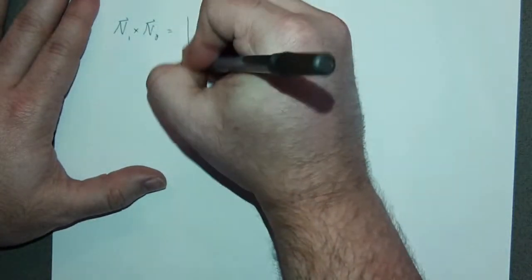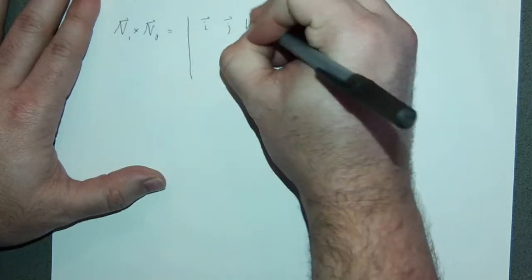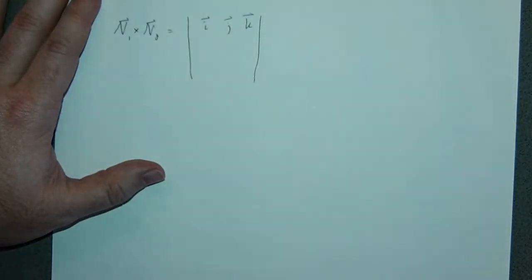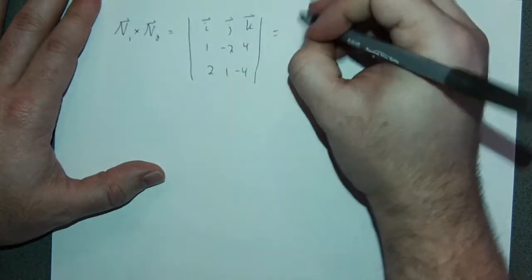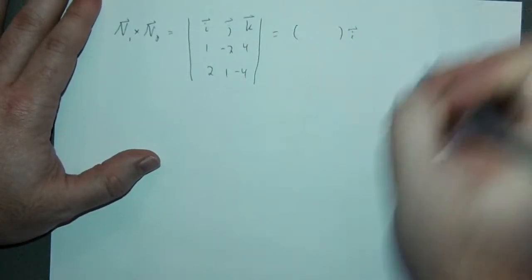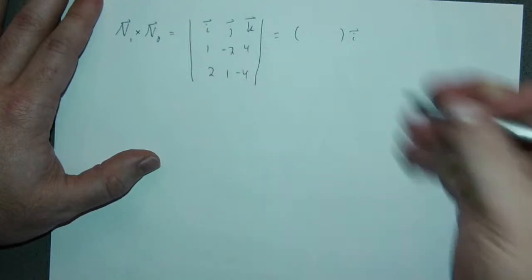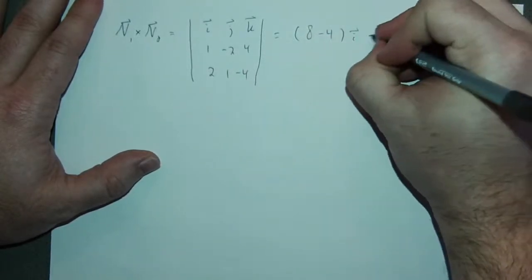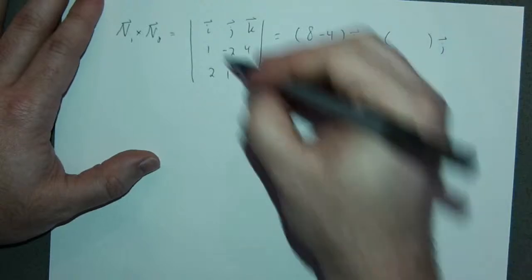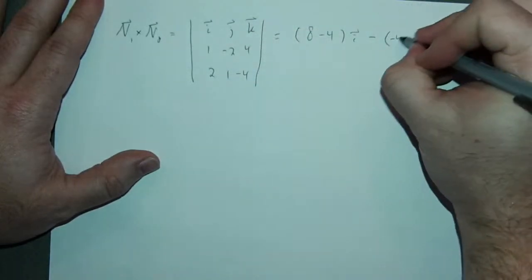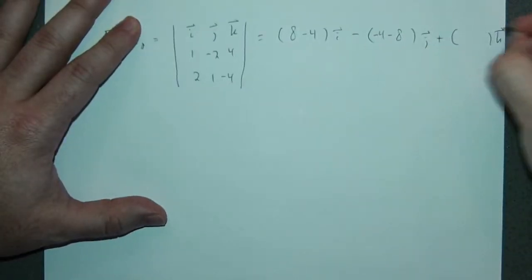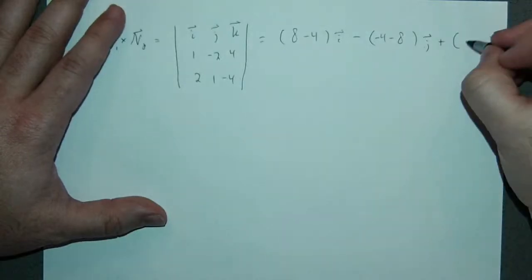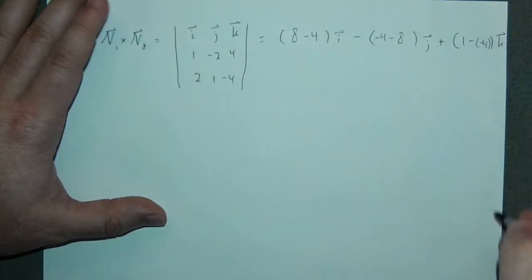And so, computing my cross product, top row is i, j, k, middle row is n sub 1, which is 1, minus 2, 4. Bottom row is n sub 2, which is 2, 1, minus 4. So computing this cross product really quickly, I have something times i, where that something is 8 minus 4. Okay, minus something times j, that something is minus 4 minus 8. All right, plus something times k, and that something is 1 minus minus 4. Okay, I think that's right.